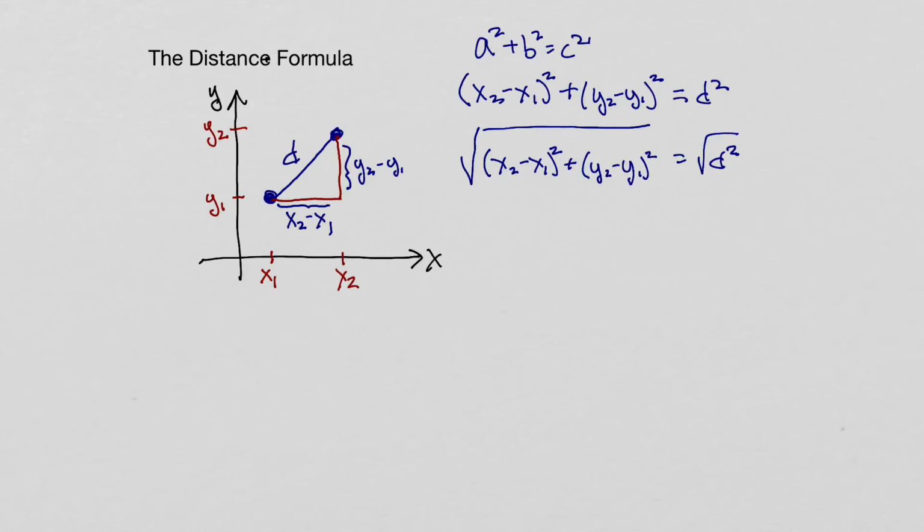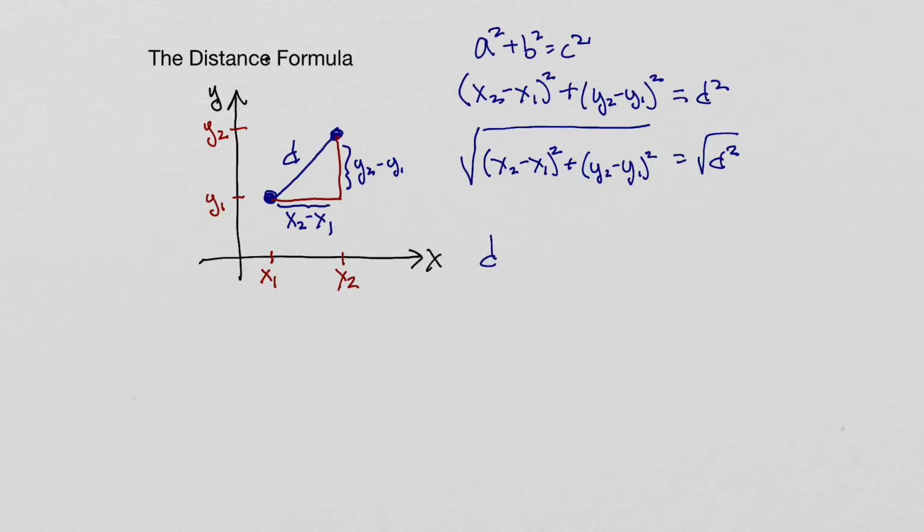And because we know that d is positive, right? It's a length. So d is a positive number. When I take the square root of d squared, I don't need to write absolute values. I can just write d. So I'm going to write this like this. I'm going to write the d over here.